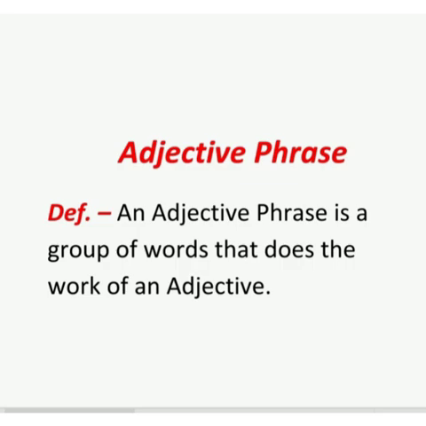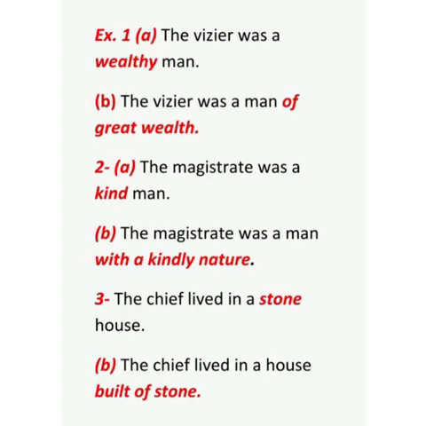Now students, we shall come towards adjective phrase. What is an adjective phrase? For that, we can take some examples like, the wazir was a wealthy man. In this sentence, wealthy is working like an adjective that is qualifying man. But let's take one more sentence. The wazir was a man of great wealth.